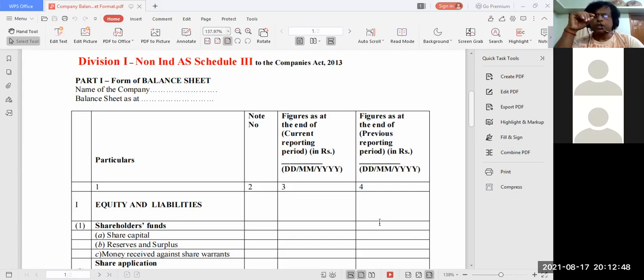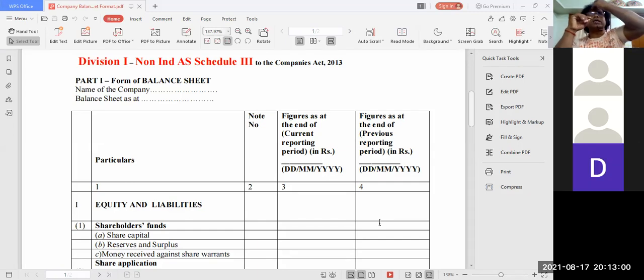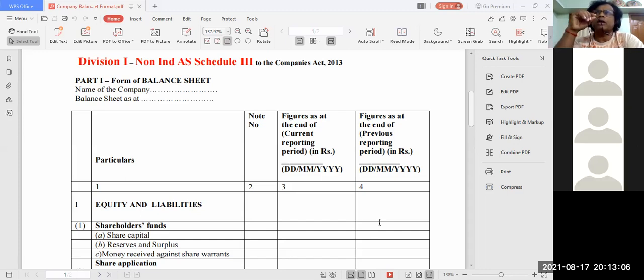You have heard of accounting standard, yes or no? Just one person will tell. Yes, sir. Very good. So accounting standard you also had in HS first year. There are a lot of things about accounting standard, which you will find in higher studies.